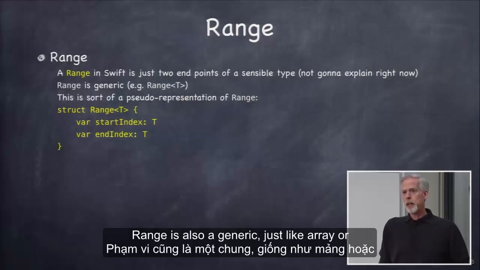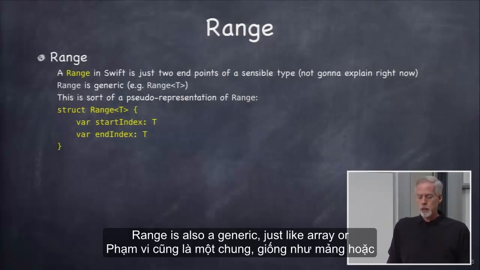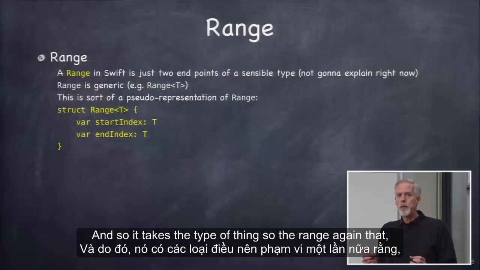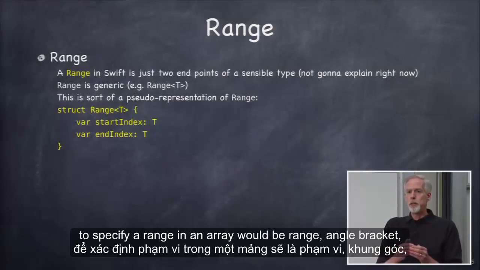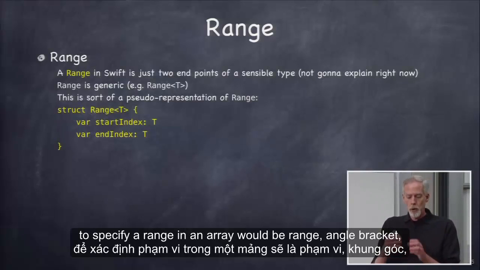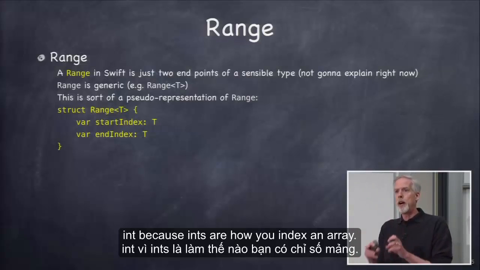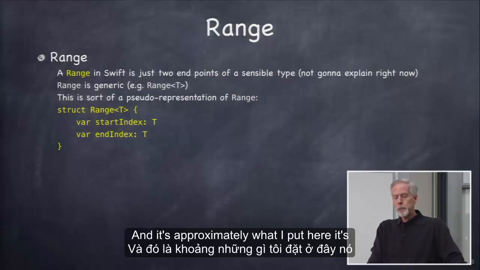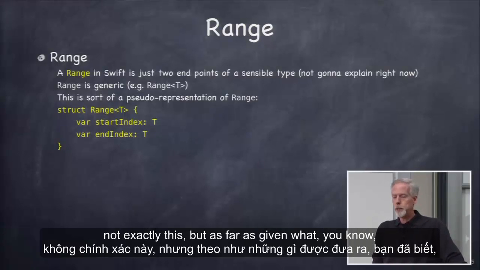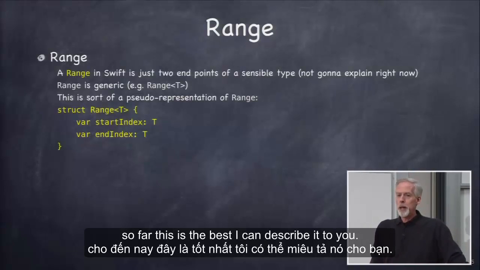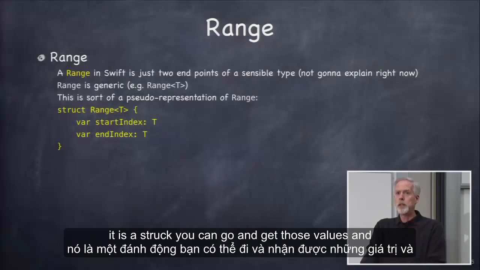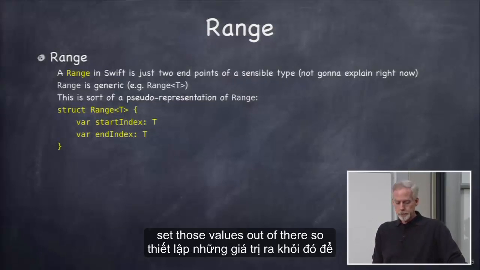Range is also a generic, just like array or like that optional enum. And so it takes the type of thing. So to specify a range in an array would be range angle bracket int, because ints are how you index an array. And it's approximately what I put here. It's not exactly this, but given what you know so far, this is the best I can describe it to you. It's just a struct that has a start index and an end index, and it is a struct. You can go and get those values and set those values out of there.